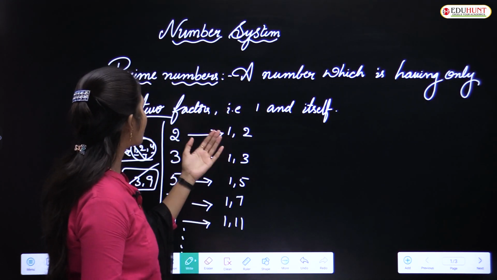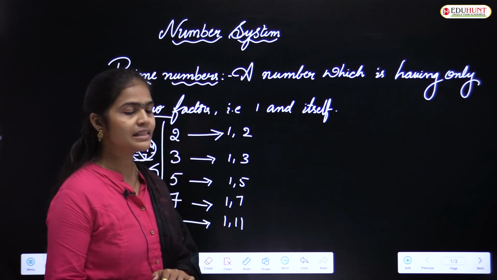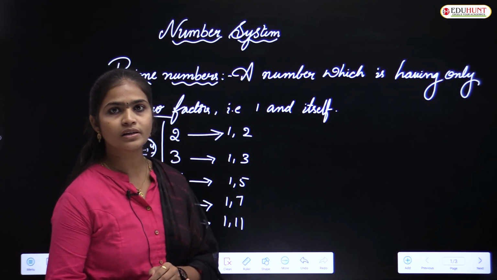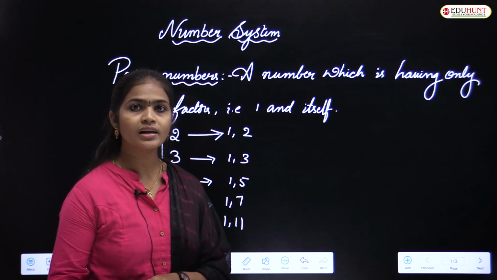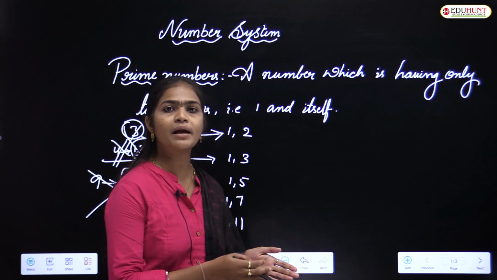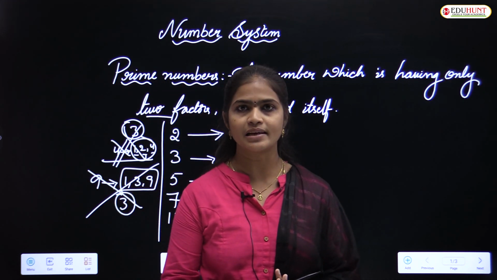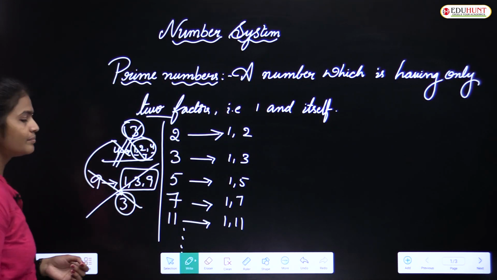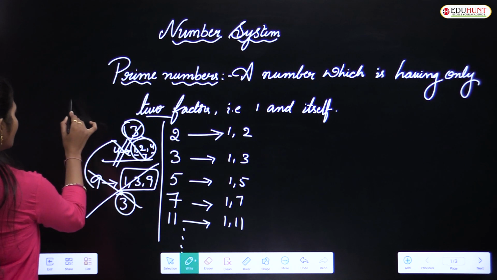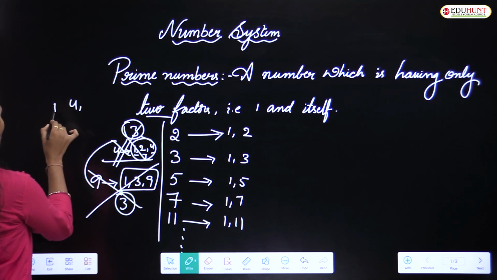Next, after prime numbers, we have composite numbers. So what do composite numbers mean? The numbers which have more than 2 factors, or the numbers which are not prime, the leftover numbers, we call composite numbers. Yes or no? So here we got 4, 9. Here the leftover numbers, 4. Next, what are the leftover numbers?